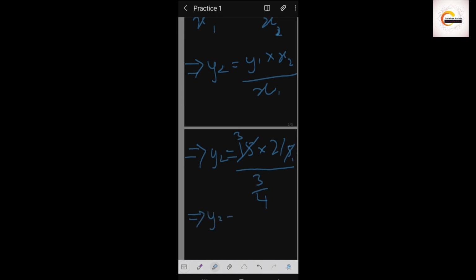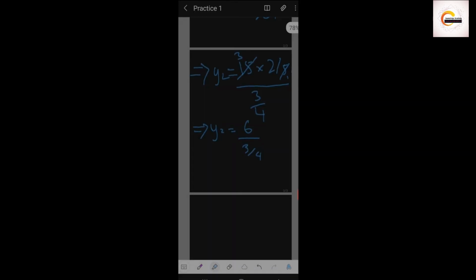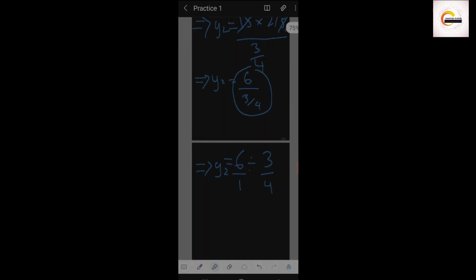y2 is equals to 2 multiplied by 3, 6 upon 3 over 4. We all know how to solve this. This means I can write it down in a simple manner: 6 divided by 3 upon 4, or I must say 6 upon 1 divided by 3 upon 4. How will we do this?